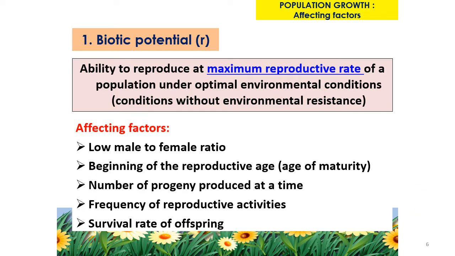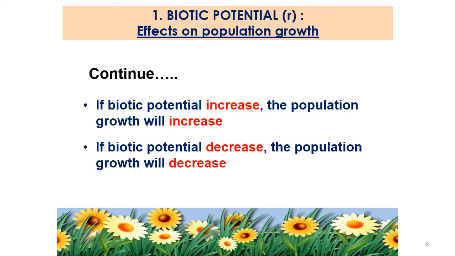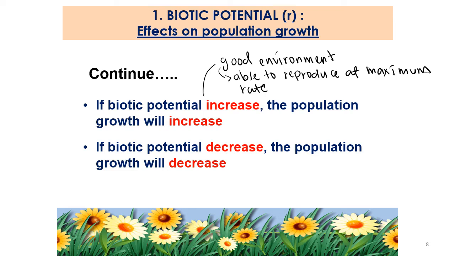Biotic potential, symbol as R, is the ability of the population to reproduce at maximum reproductive rate under optimal environmental conditions. It means that the environment the population is living in is very good, so the population is able to reproduce as much as they can. So if the biotic potential increases, the population is in a good environment. They will be able to reproduce at a maximum rate, so the population will increase.